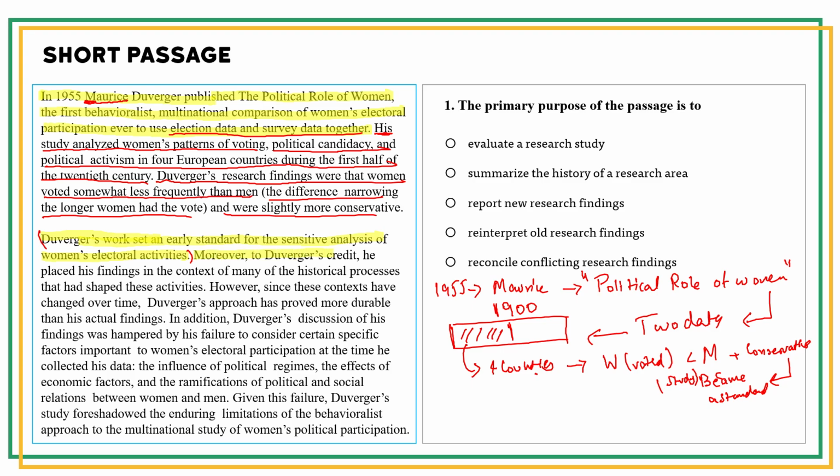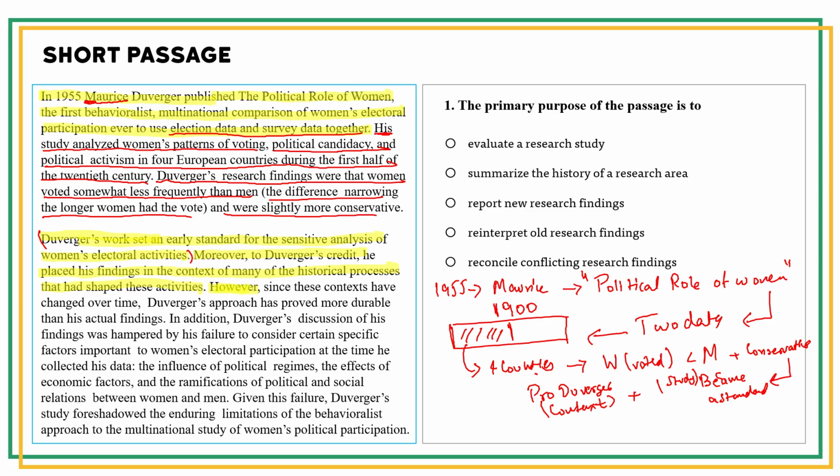Moreover, to Duverger's credit, he placed his findings in the context of many of the historical processes that had shaped these activities. Okay, so not only that, there's more to Duverger's credit. So, this passage overall, the tone overall seems pro Duverger. It's praising Duverger. And that's because he contextualized a lot of things. All right.